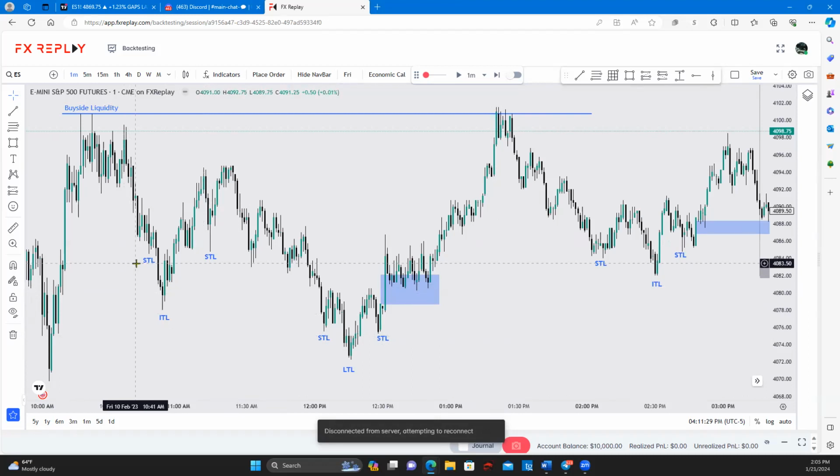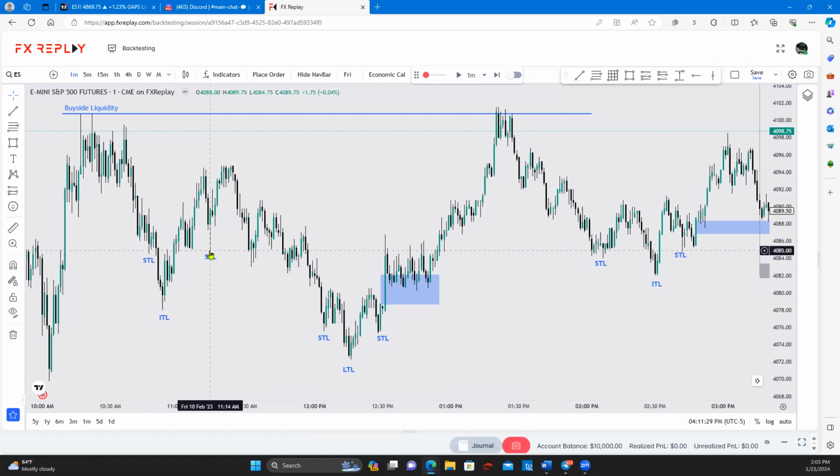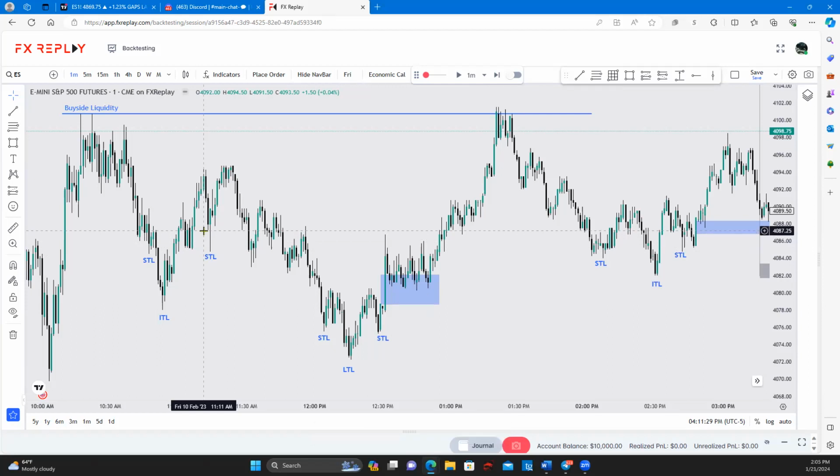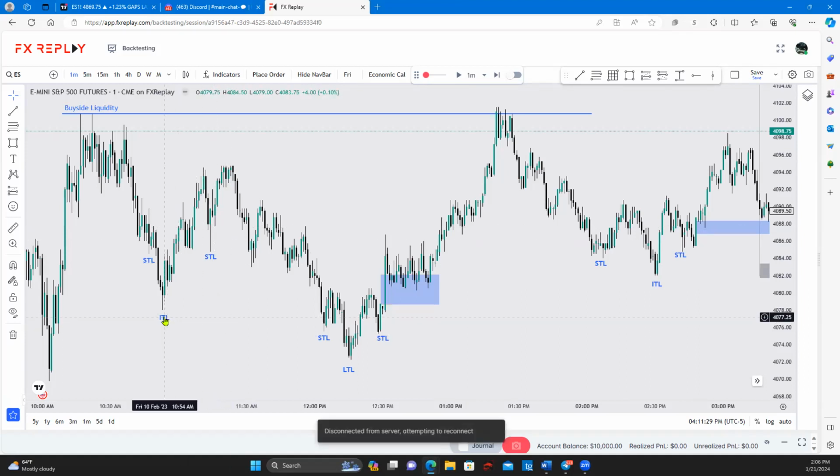So we have these STLs and ITLs. Basically, you have a short-term low and a short-term low here, and in between these two short-term lows is this intermediate low. What makes these short-term lows is there's a higher low to the left and a higher low to the right. And then the intermediate is a higher short-term low to the right and a higher short-term low to the left. Okay.